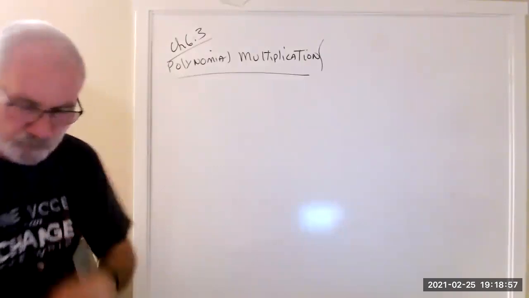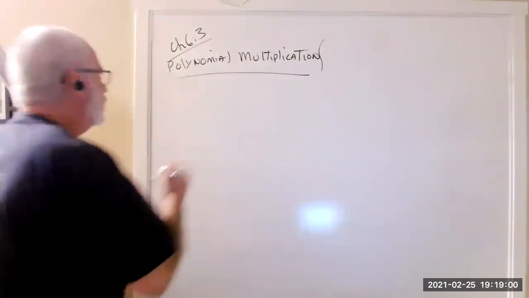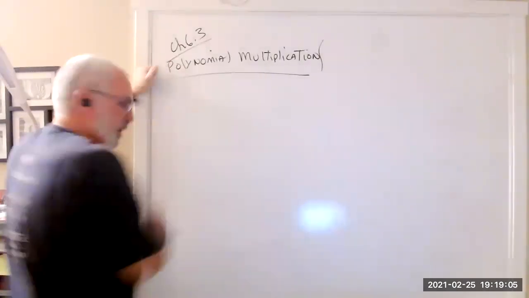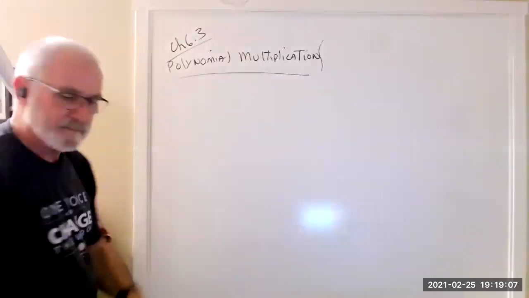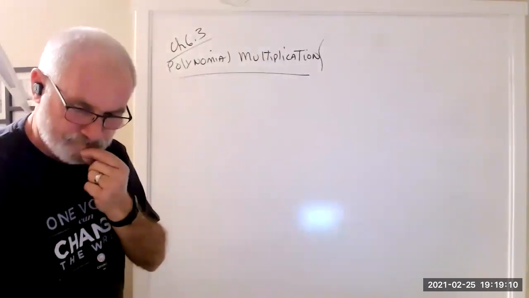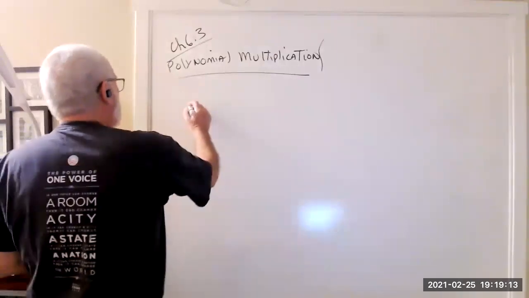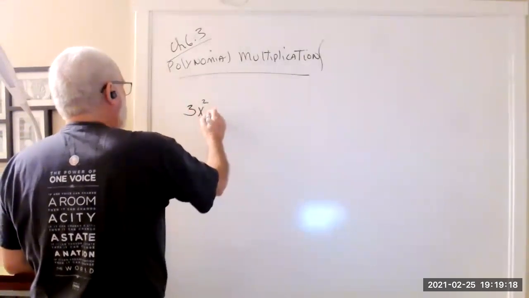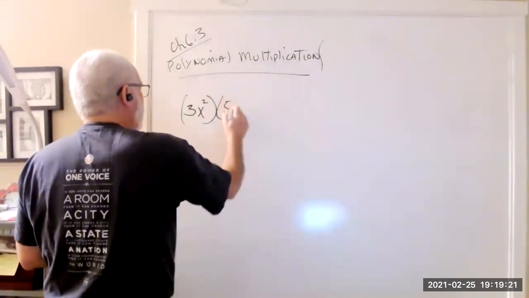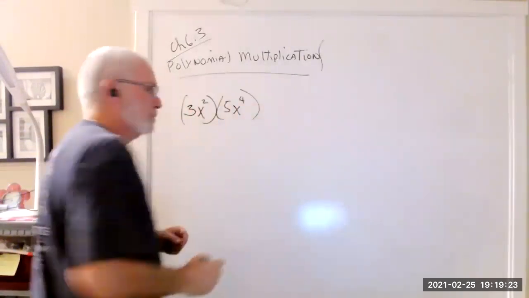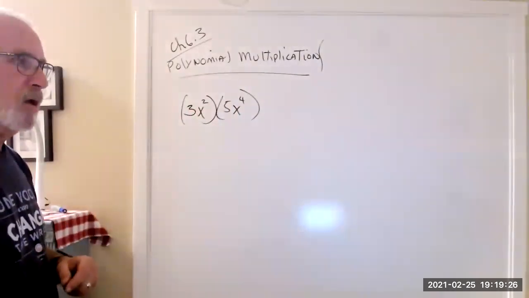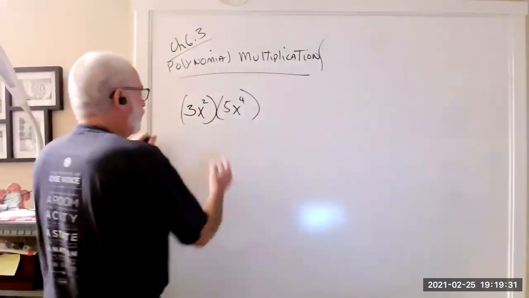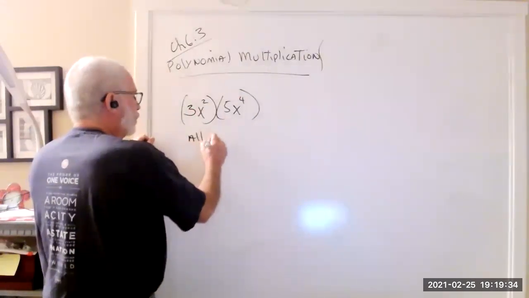First off, this is really super important. If you had 3x squared times 5x to the 4th, this is pure exponents, because it's all multiplication.